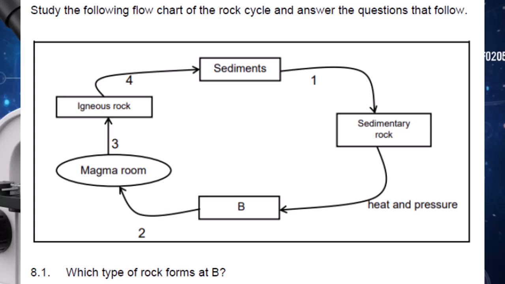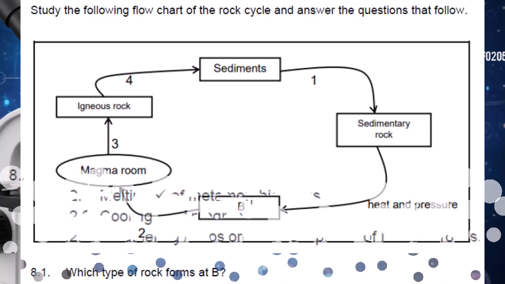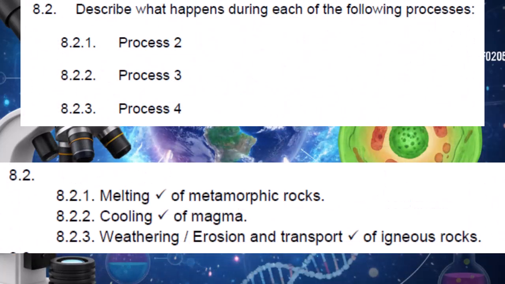Perfect. Now process 3 goes from magma to igneous rock. Magma is molten. Igneous rock is solid rock formed from molten material. So process 3 must be the opposite of melting. It's cooling or solidification. Exactly.